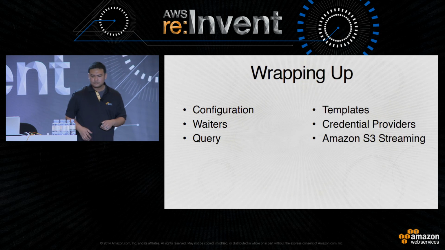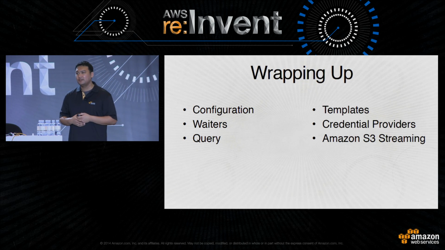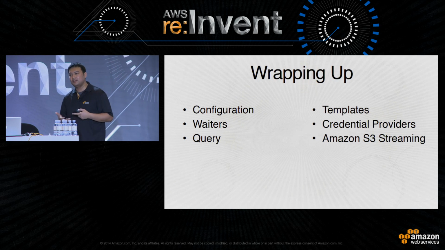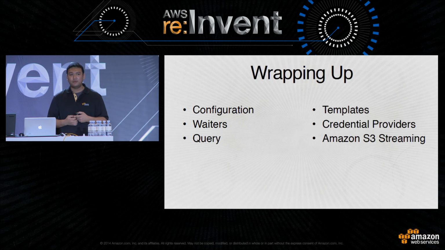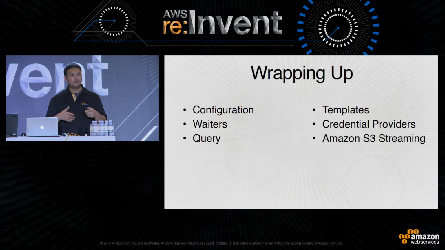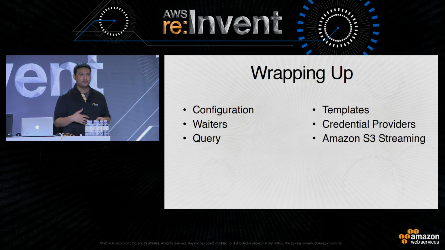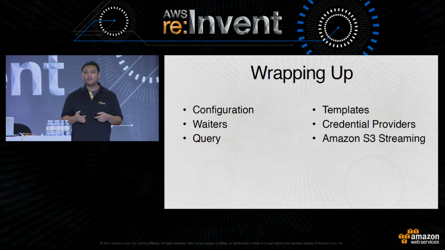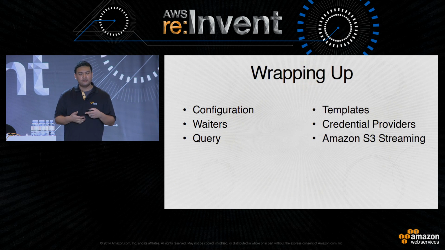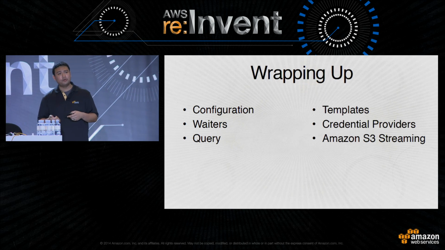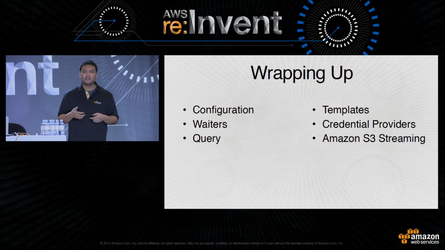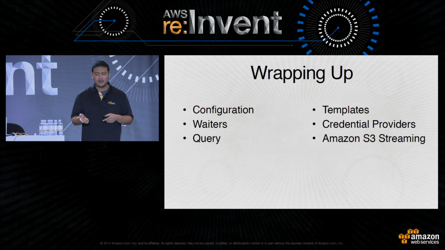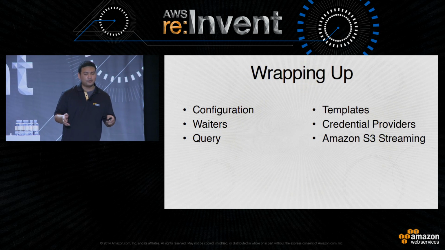All right. And so those were all the topics that I wanted to cover. So just wrapping up here, we looked at configuration, looked at really what goes on when you run the configure command. We looked at waiters, and we looked at query, both some of the new things that have been added, and waiters, which allow you to poll on resource changes. And then we looked at templates, which are a way for you to have a lot of programmatic manipulation over your inputs. And this new assume role provider, which makes cross-account access much easier with the CLI. And finally, an example of S3 streaming, as well as an extra topic on Botocore.